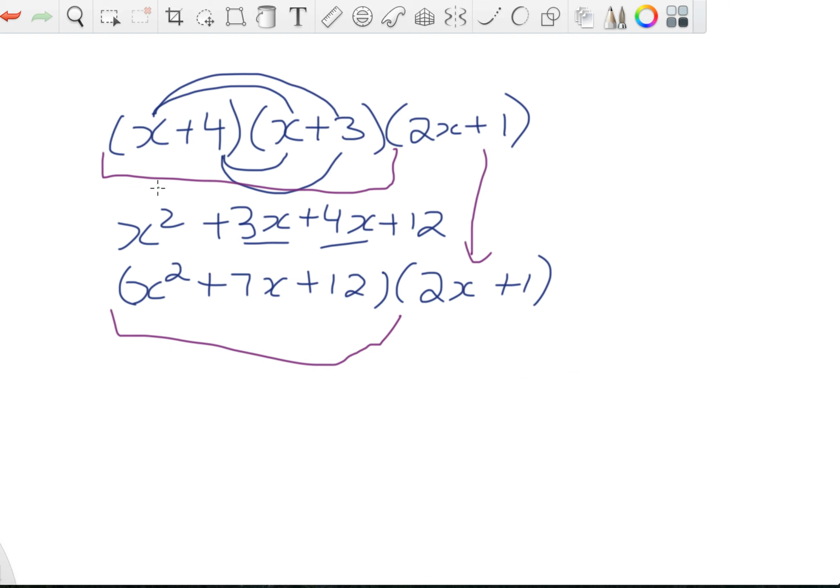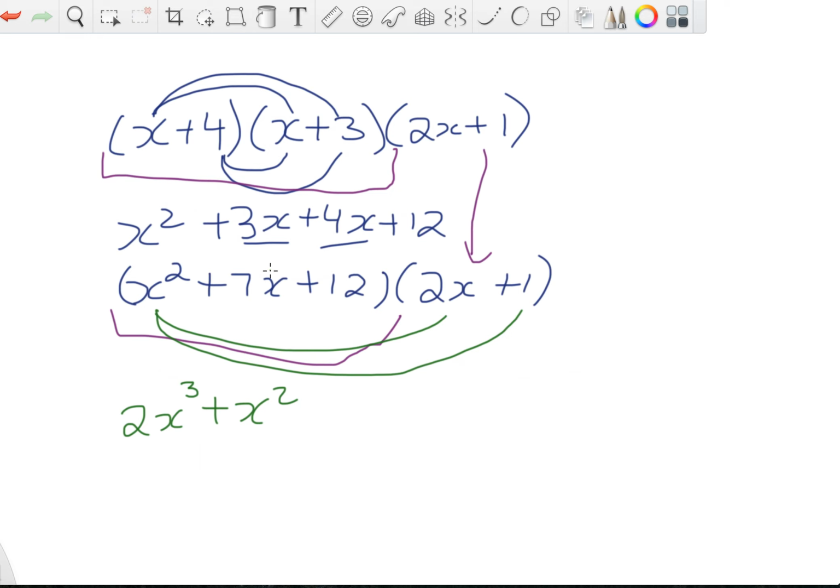We would do that times that, which is 2x cubed, then that, which is x squared, then we want to do the top part, 14x squared, 7x.